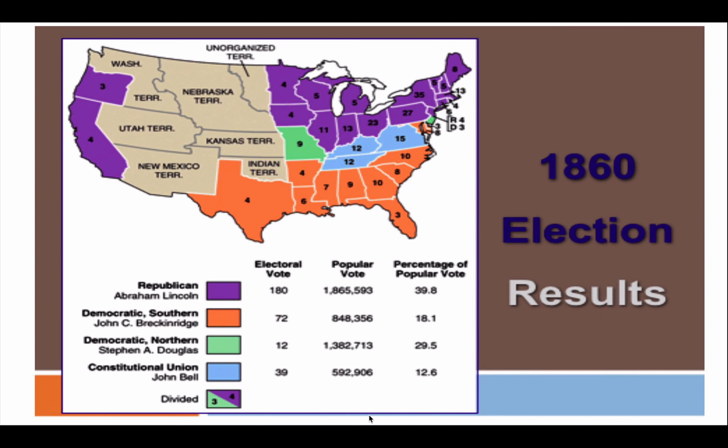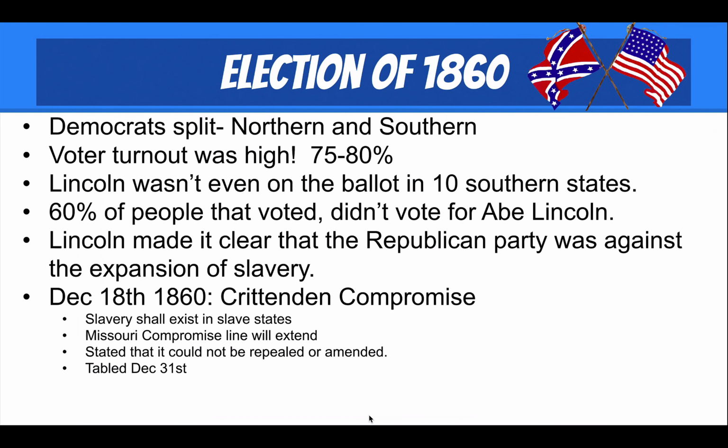Okay. Well, your 1860 results end up being in favor of Abraham Lincoln, but there's a number of reasons why this is something to remember. The Democrats were split, both Northerners and Southerners, and voter turnout was remarkably high. Like 75 to 80% of the public showed up to vote. And as you well know, probably from this year, anything over 50% for an election is pretty freaking good.